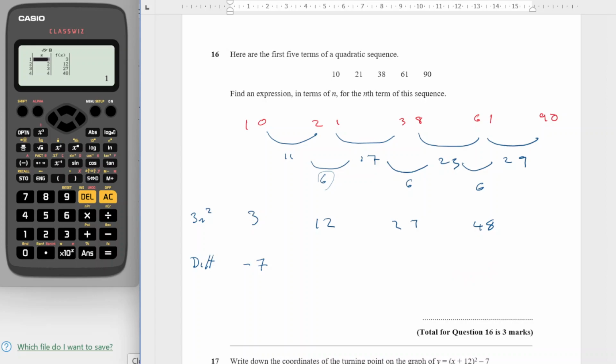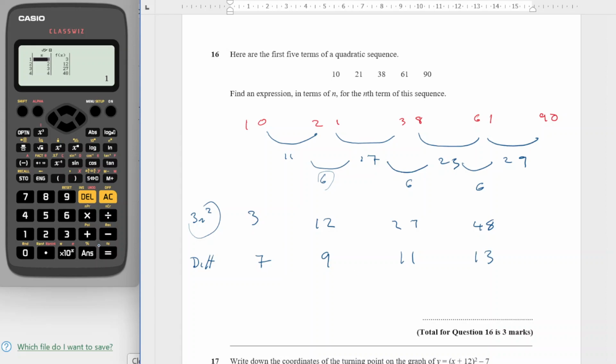So my difference is, so I'm going to do it the other way around. I'm going to do my sequence, take away this. So what I need to add to this. So we've got to add 7 there. There we would need to add 9. There we would need to add 11. And there we would need to add 13.